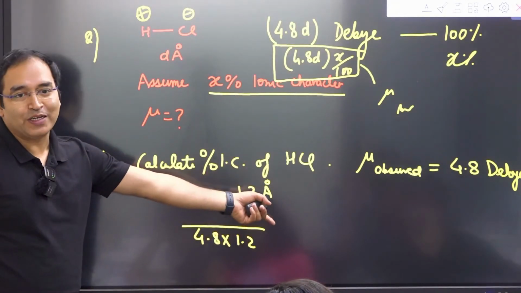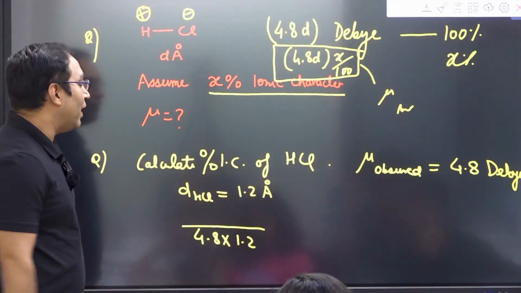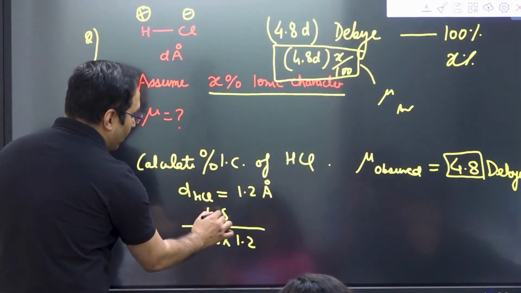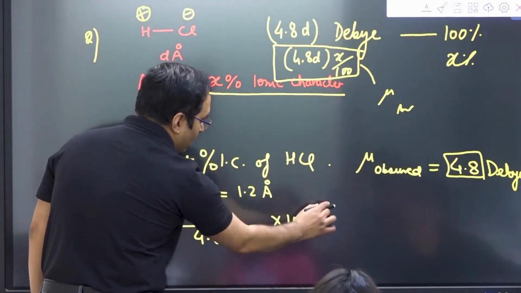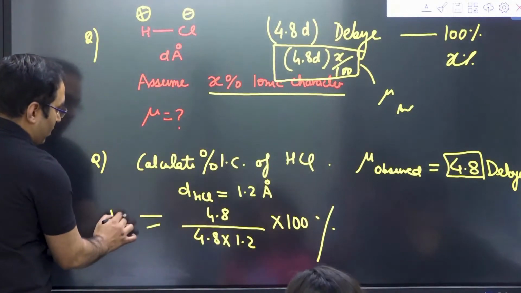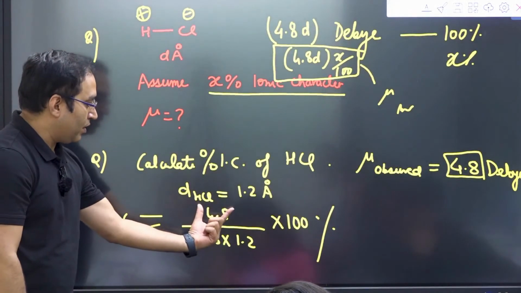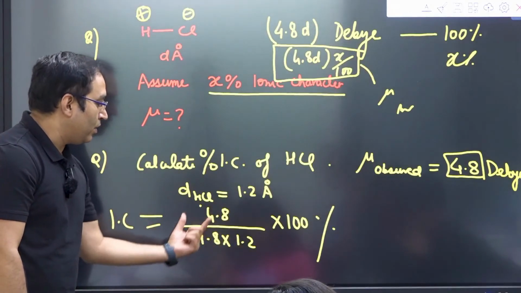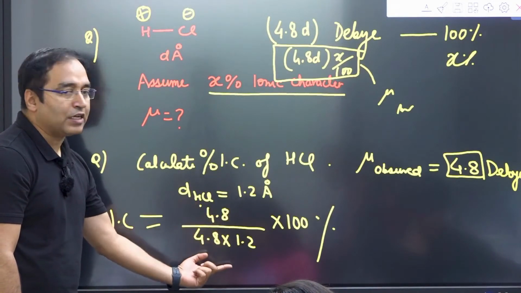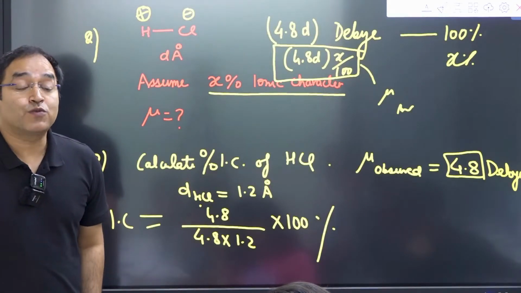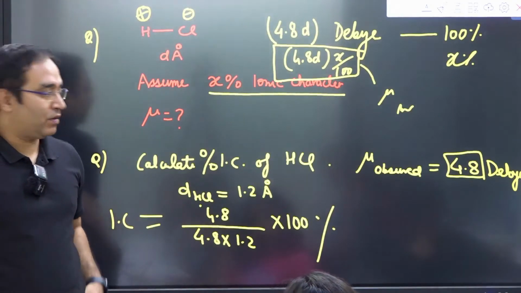Question is to find out percentage ionic character. What is the current value? Current value is 4.8 Debye. So if I put 4.8 Debye, what is the percentage? This is ionic character. What is the actual value? What should be the value? And then you can solve. Is that okay? If somebody asks what is percentage covalent character?